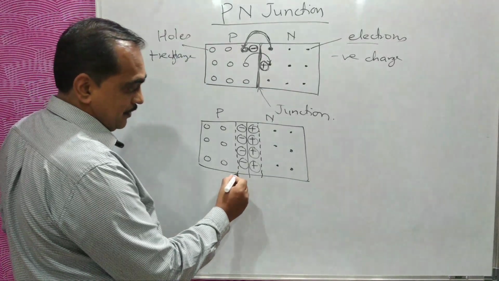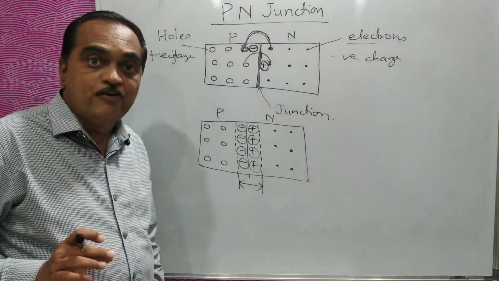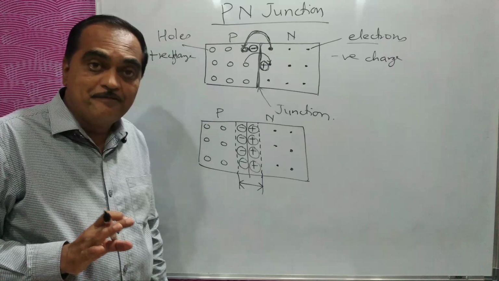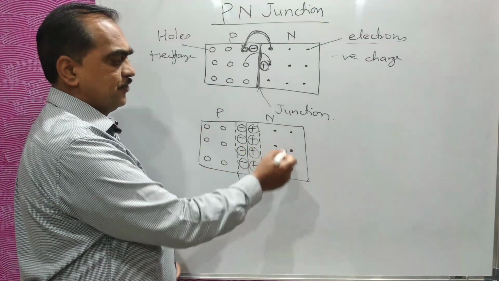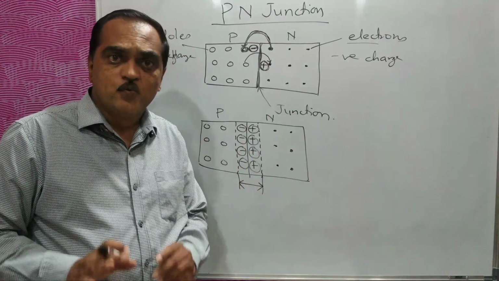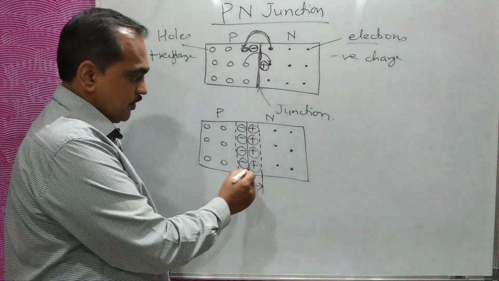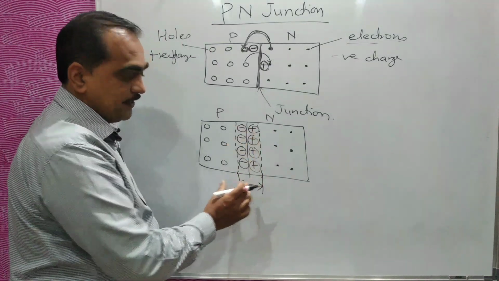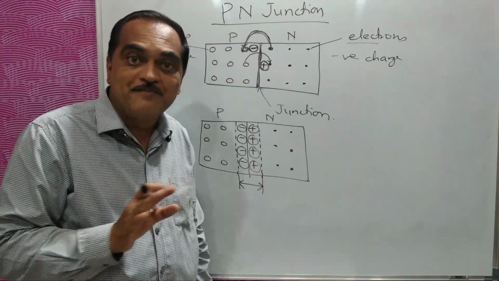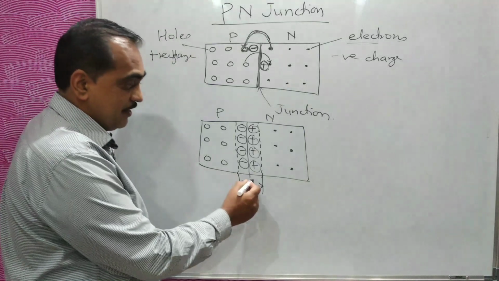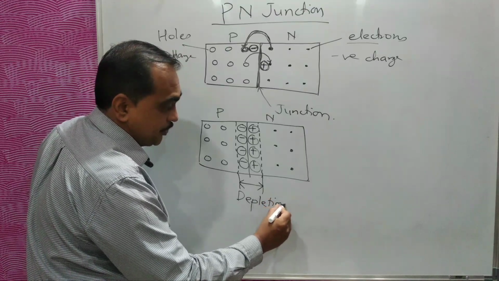This area will be depleted of majority charge carriers. Holes are here, electrons are here, but in between there are now only ions, which are not charge carriers. They are not movable, they are fixed. So this part becomes depleted, with a reduction of majority charge carriers. It does not have any majority charge carriers. So this area is called the depletion layer.